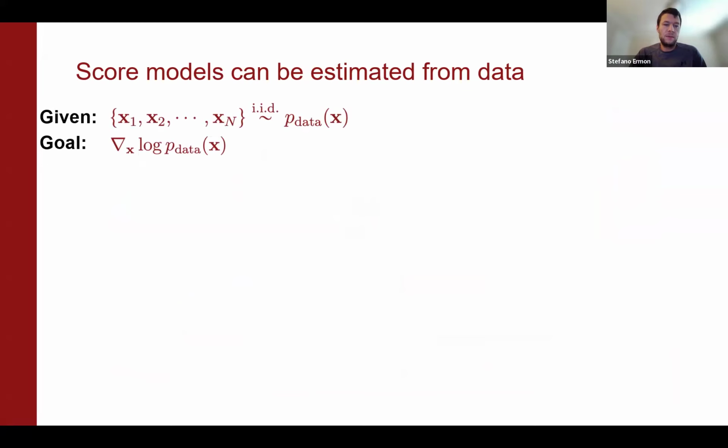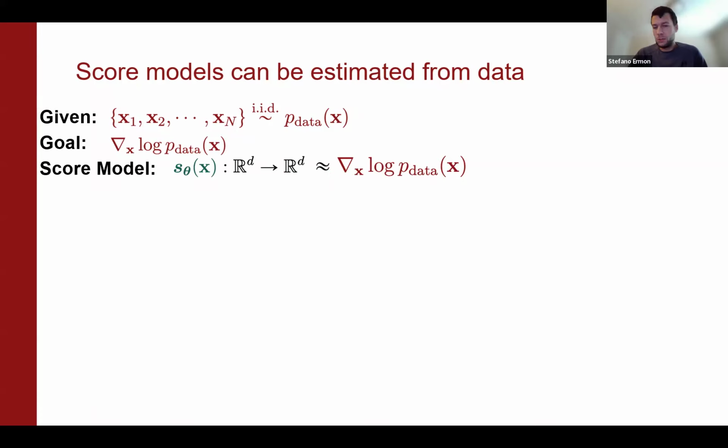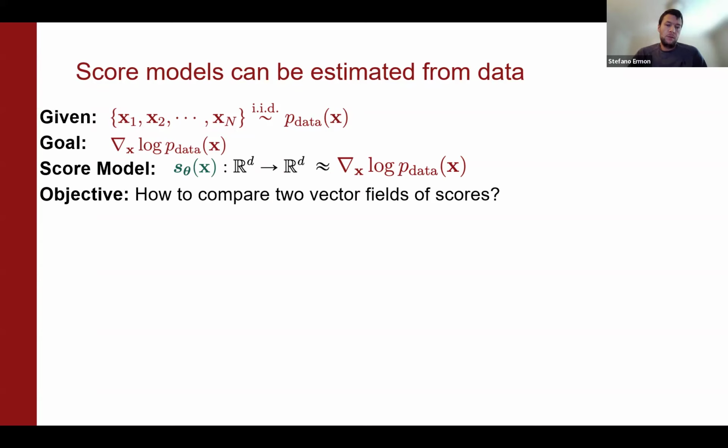You're given a bunch of samples from a data distribution, which you don't know. And then you try to estimate the vector field of gradients of this data density. And we do it by defining a model. Think of it as a neural network. It's a vector-valued neural network, so d dimensions in, d dimensions out. And we try to choose parameters theta so that it's as close as possible to the true vector field of scores.